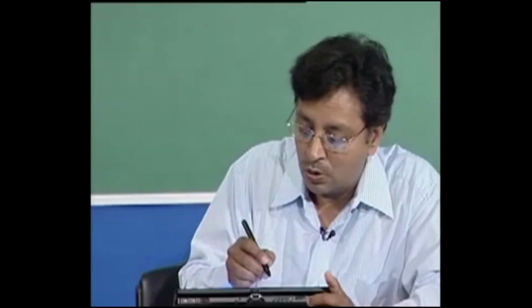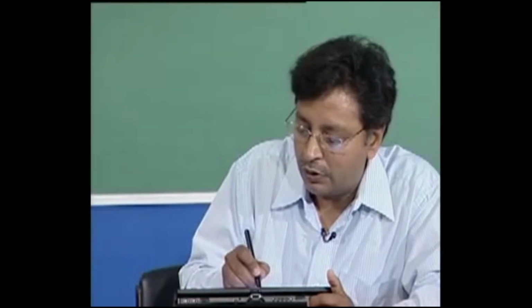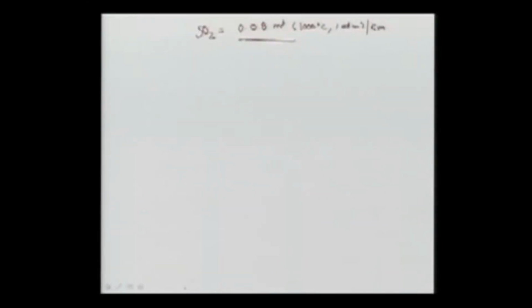Okay, so if you remember, what was the SO2 emission? It was 0.08 meter cube. What condition? 1000 degree Celsius and 1 atmospheric pressure. So let's change this, and this was per kilometer. Okay, and our length of the village also was 1 kilometer. So the total emission that we got from the train was this thing. So let's convert this meter cube first to 0 degree Celsius.